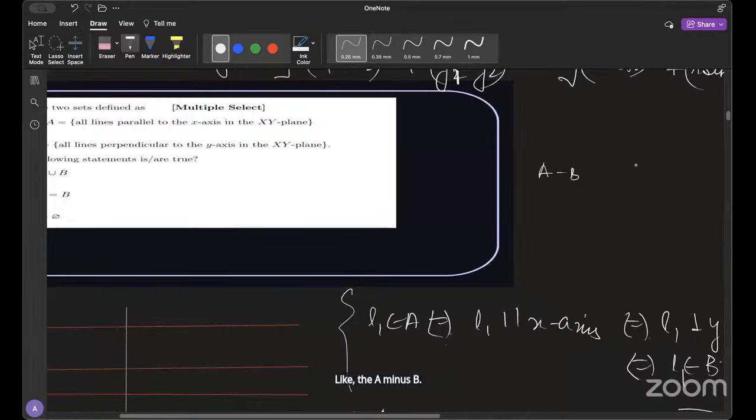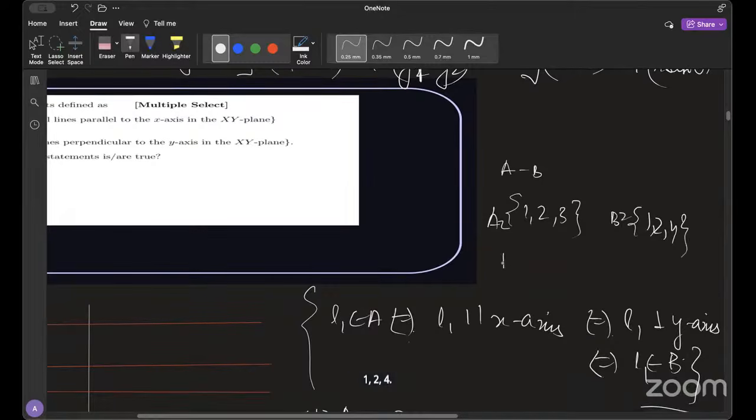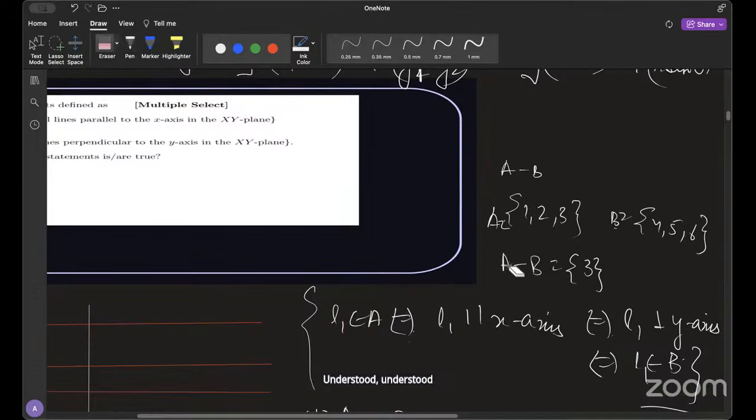A minus B means you have this set A. Let's say A is 1, 2, 3, and B is equal to 1, 2, 4. Then the A minus B set is going to be just 3. So you remove that part of B which lies in A. Now let's say your B is equal to 4, 5, 6. Then because 4, 5, 6 are not in this set A, A will remain the same. Understood, ma'am. Okay.